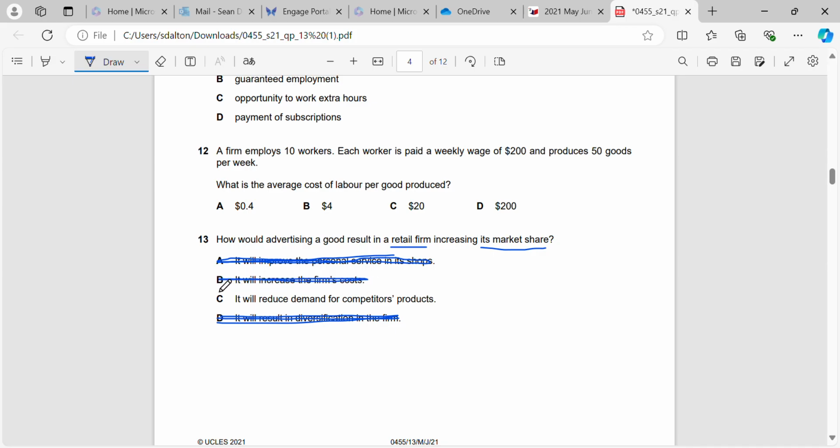Okay, well, it may possibly as they advertise, but what it will do is reduce demand for competitors' products. As we advertise, we're going to be taking more customers away from our competitors as they see the good results that we've had. Our demand will increase, and if our demand increased, therefore the demand for other competitors must have decreased.